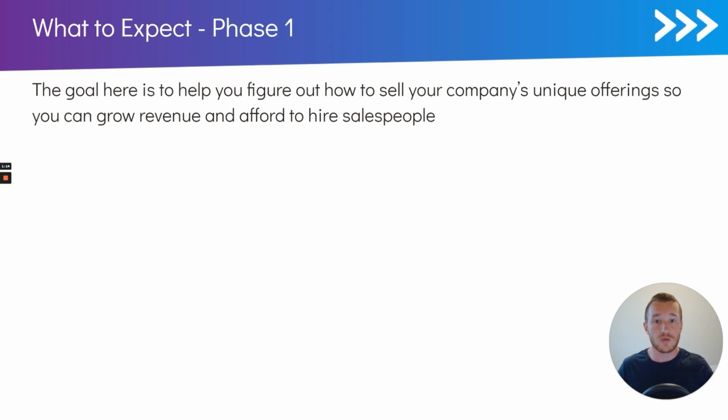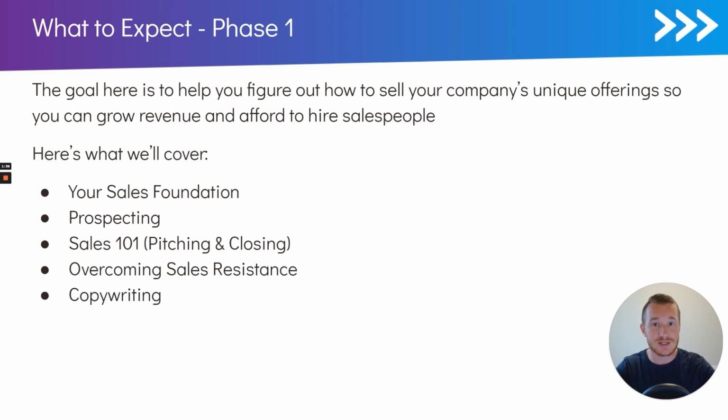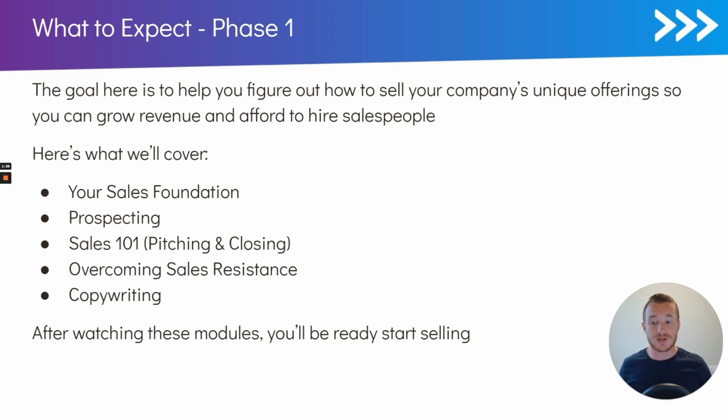So phase 1, the goal of phase 1 is to figure out how to sell your company's unique offering so you can grow revenue and afford to hire salespeople. So we're going to talk about basic fundamentals of sales and how you can figure out what works and what doesn't. So what we'll cover is your sales foundation, prospecting, sales 101, which is pitching and closing, overcoming sales resistance, and copywriting. So after watching these modules, you'll be ready to start selling, and you should have a lot of valuable information that'll help you sell better and start testing what's going to work and figure out what doesn't work when selling to your market.